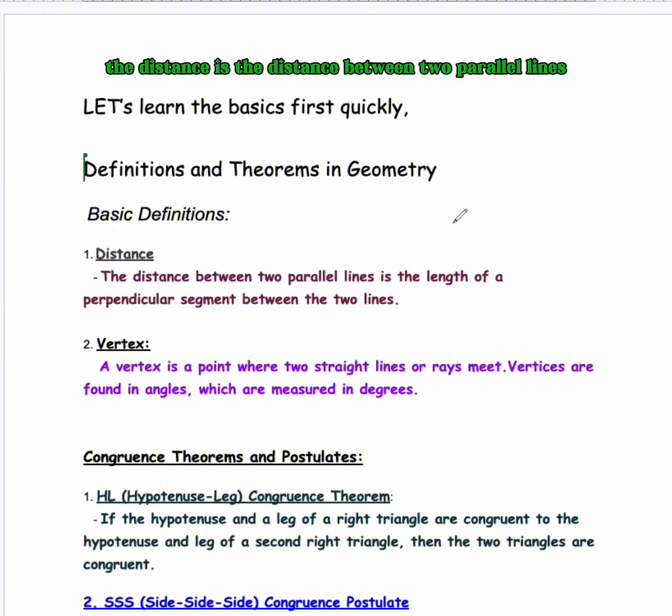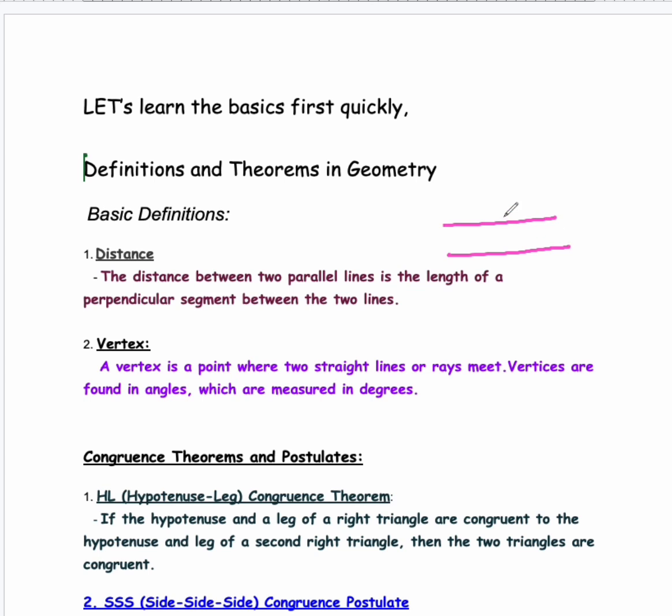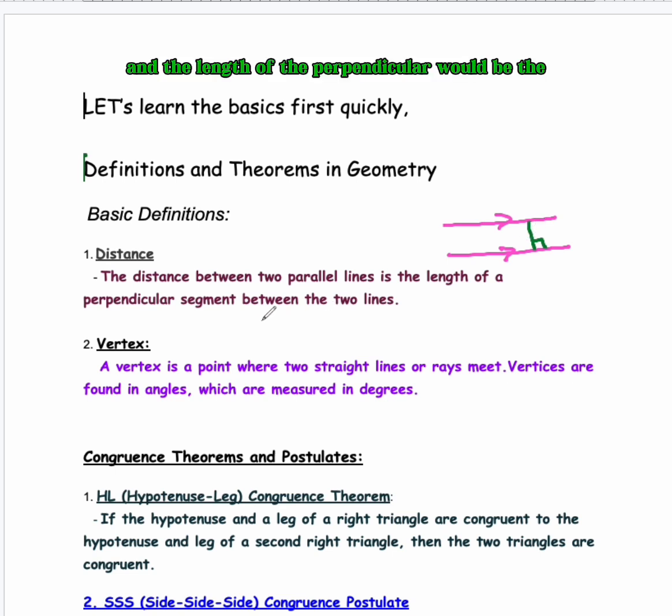The distance between two parallel lines is the length of a perpendicular segment between the two lines. So if you need to calculate the distance between two parallel lines, you need to just draw up a perpendicular, and the length of the perpendicular would be the distance between those two parallel lines.